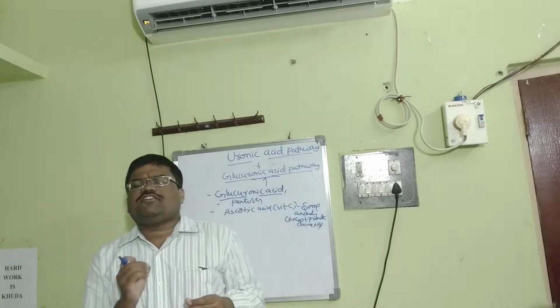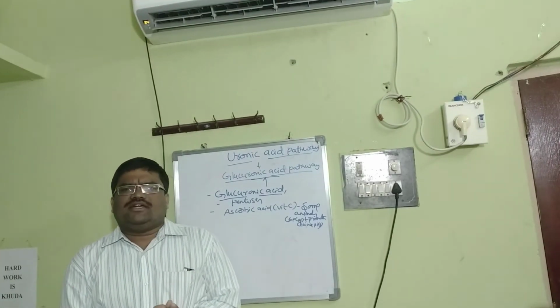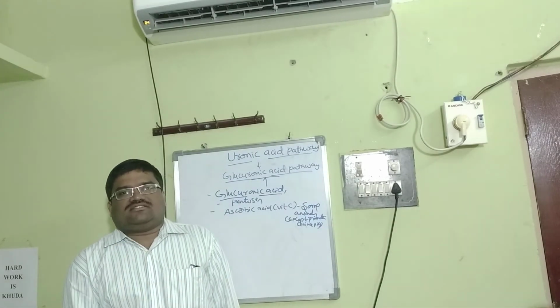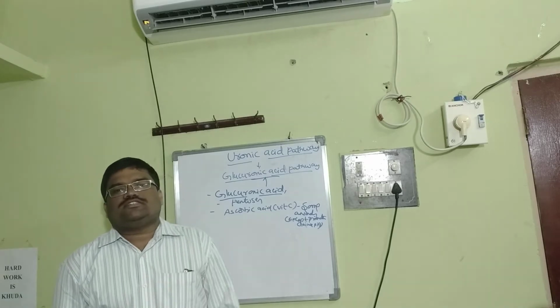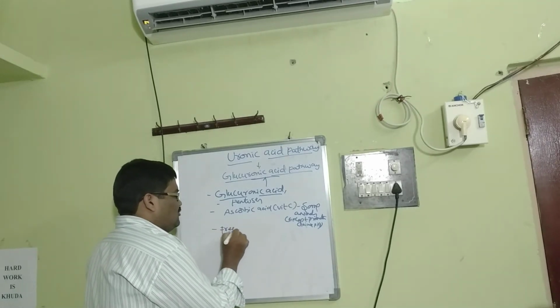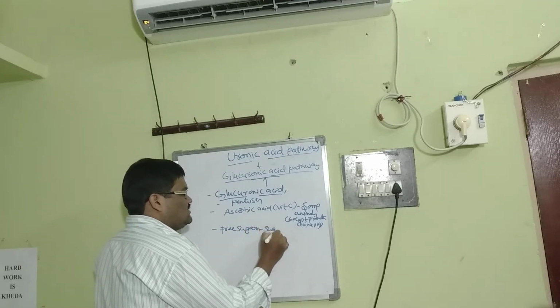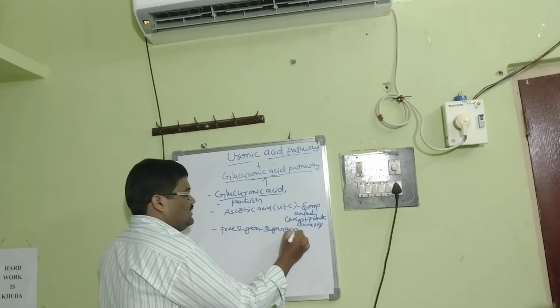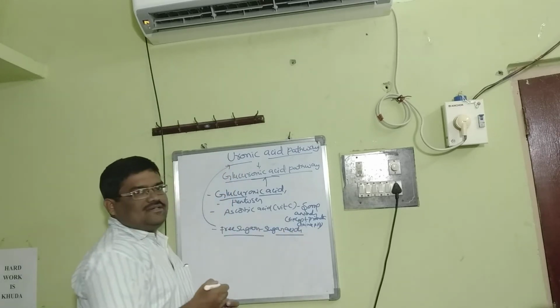And the most distinct feature: most carbohydrate metabolic pathways use phosphate esters, that means the participation of phosphate esters. But here free sugars and sugar acids participate in the uronic acid pathway.